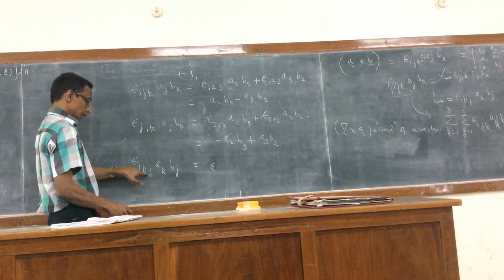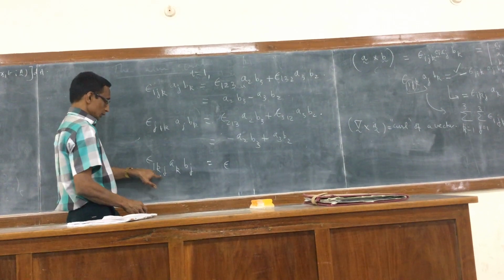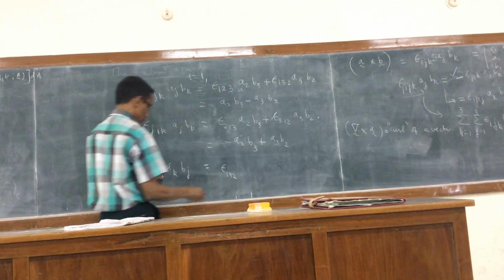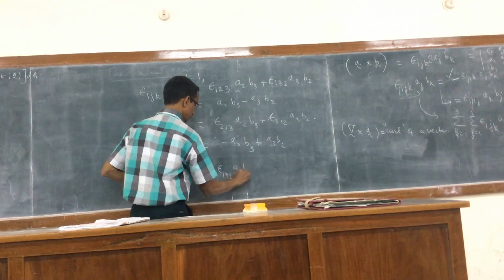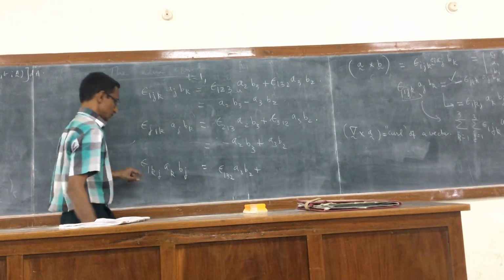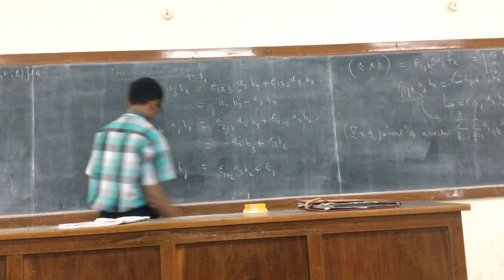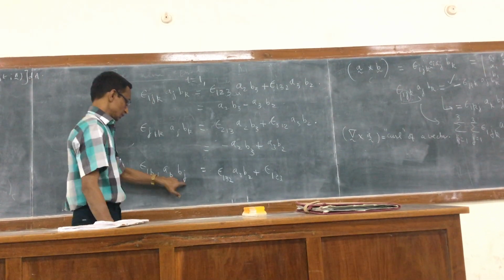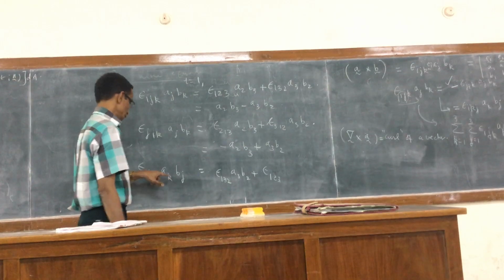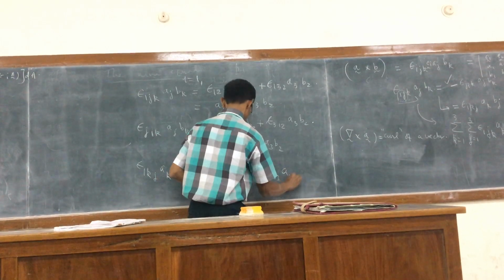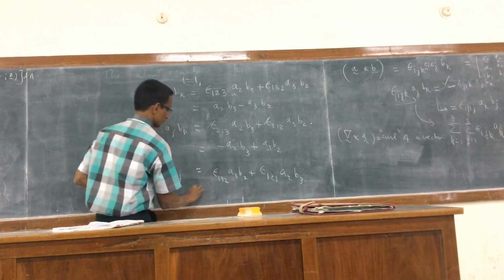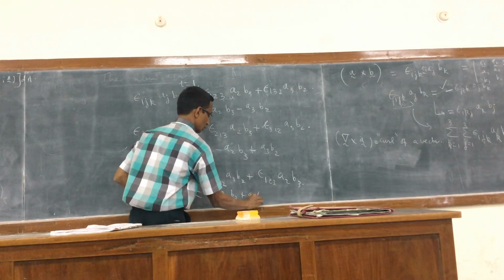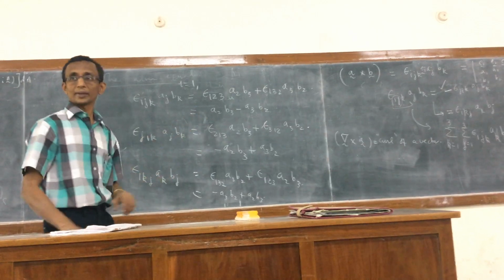So now I can look at j equal to 2 and then j would be 3. Epsilon 1 3 2, j equal to 2, that would be A3 B2, plus j equal to 3, k would be equal to 2, epsilon 1 2 3, that would be A2 B3. Which is minus A3 B2 plus A2 B3. It's exactly the same as what we have.